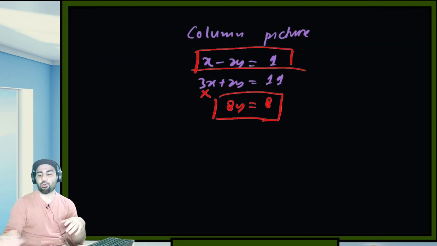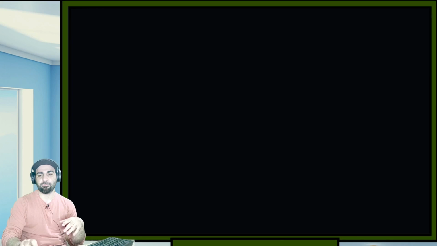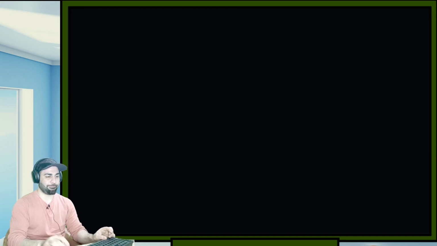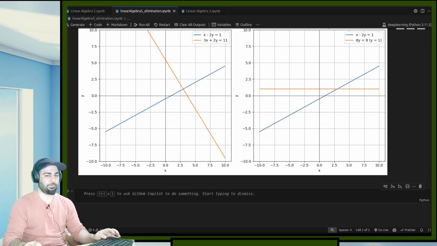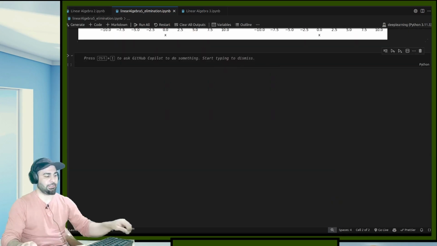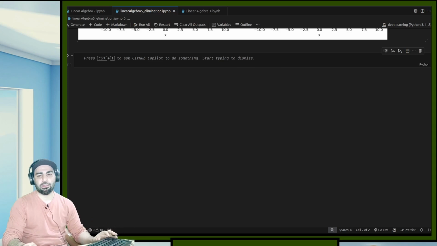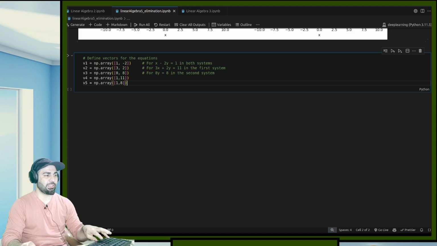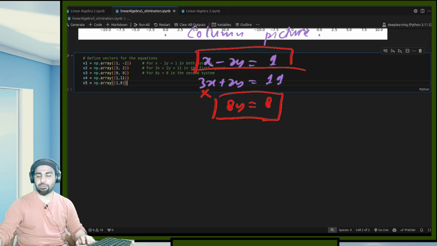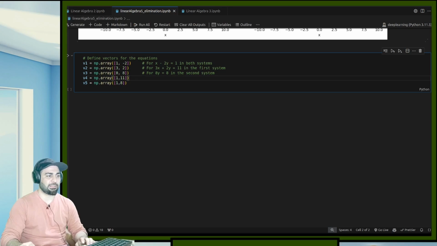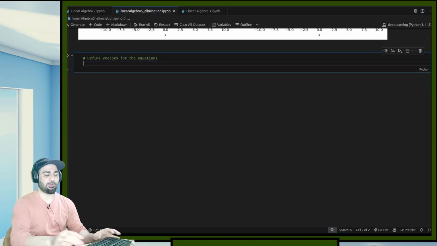Let me directly go to the code window and show you that. I think I have the code window open here. This was the row picture. Let's now have the column picture. I'll write all the columns, so I'll define all the vectors that are here. If you see, this v1 vector is 1 comma minus 2. And I should actually change this. I don't think these are the right values.